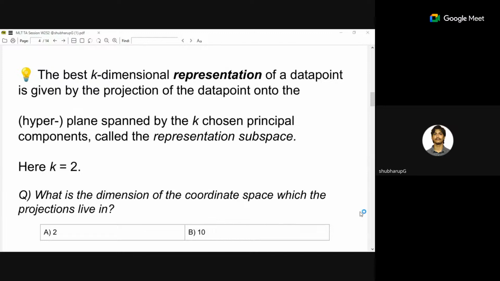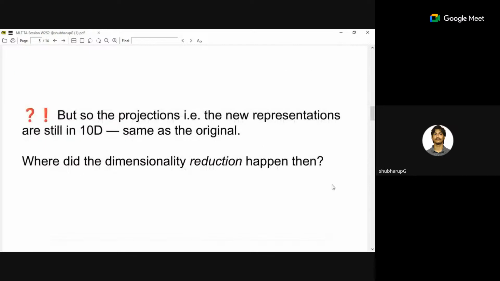Okay, which naturally leads to the next question, which is that the projections, that is, the new representations, are still in 10D, right? The light bulb and the projection of the light bulb on the table, both in 3D. So where exactly did the dimensionality reduction happen? That's an important, open-ended question. The solution's right on the next slide, but this is an open-ended question.